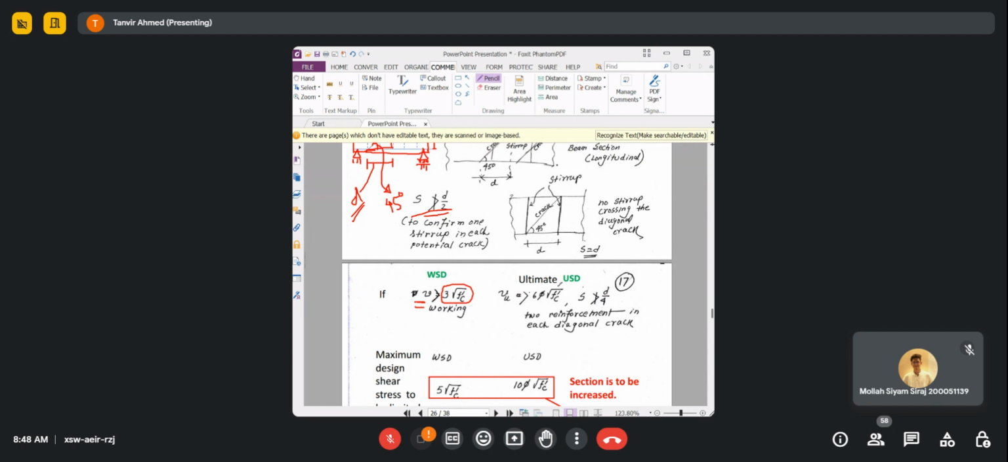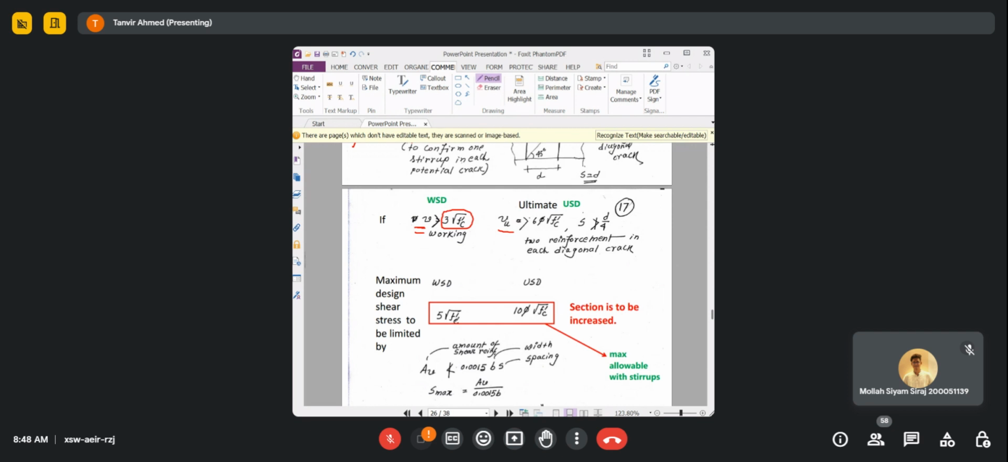In case of USD design, ultimate strength design, if your shear stress is greater than 6 phi square root of fc prime, where phi is the strength reduction factor, and we said that for shear design we'll be using 0.85, then you should provide a maximum spacing of d by 4. Your spacing shouldn't be more than d by 4.